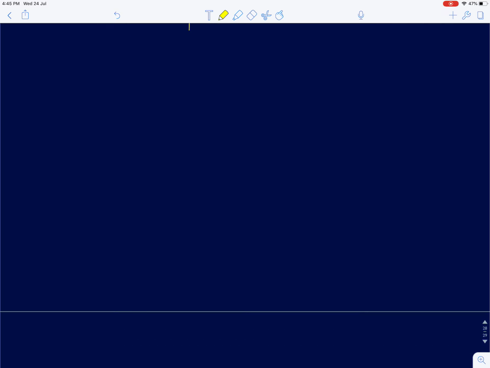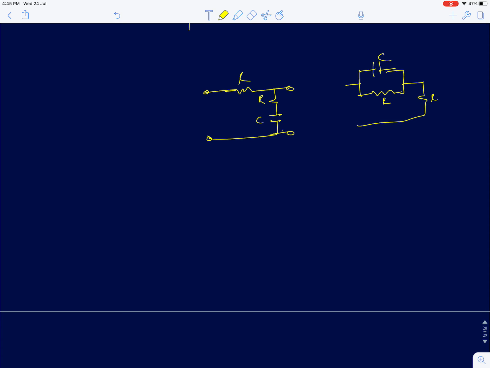So we can actually take a small example of a circuit which is of this form, and another circuit which is of this form. Both these circuits we can very easily write the transfer function.